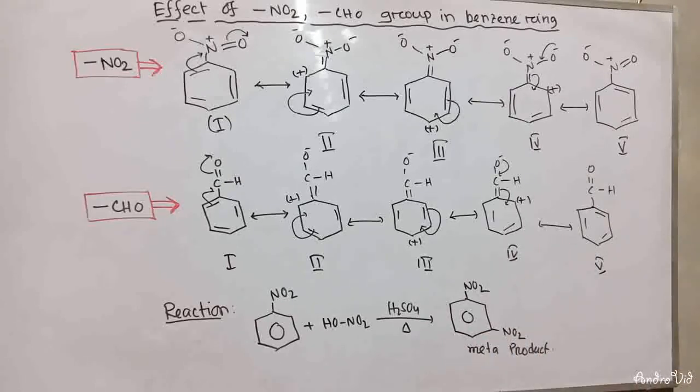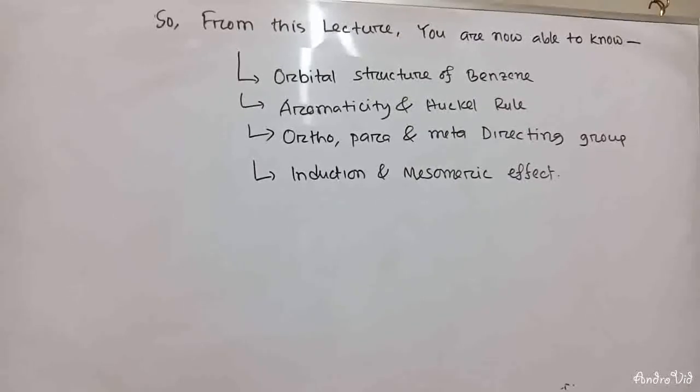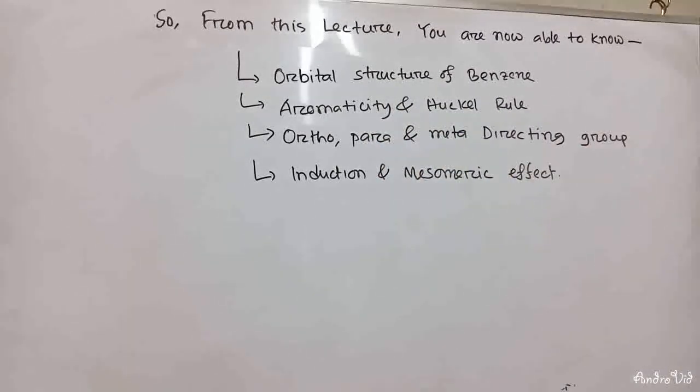So dear student, after the lecture you will be able to know details about the orbital structure of benzene, aromaticity and Huckel rule, ortho para meta directing groups, induction effect and mesomeric effect, along with different topics. Basically these are the main topics. Okay, thank you.